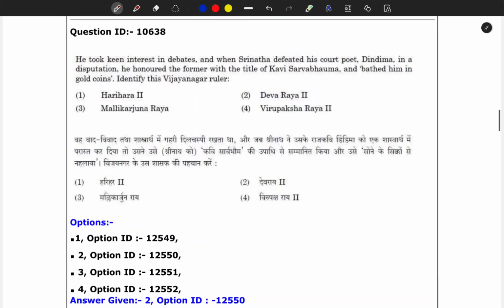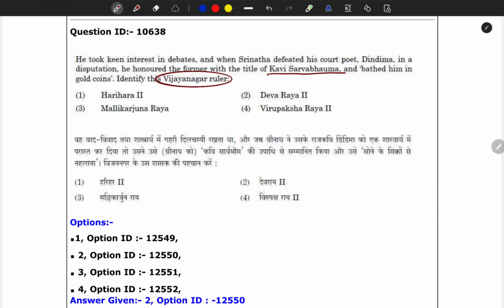Again, the next question is a pure fact. Let me read it out. He took keen interest in debates, and when Srinath defeated his court poet Dindima in a deputation, he honored the former with the title of Kavi Sarvabhauma and bathed him in gold coins. Identify this Vijayanagar ruler.